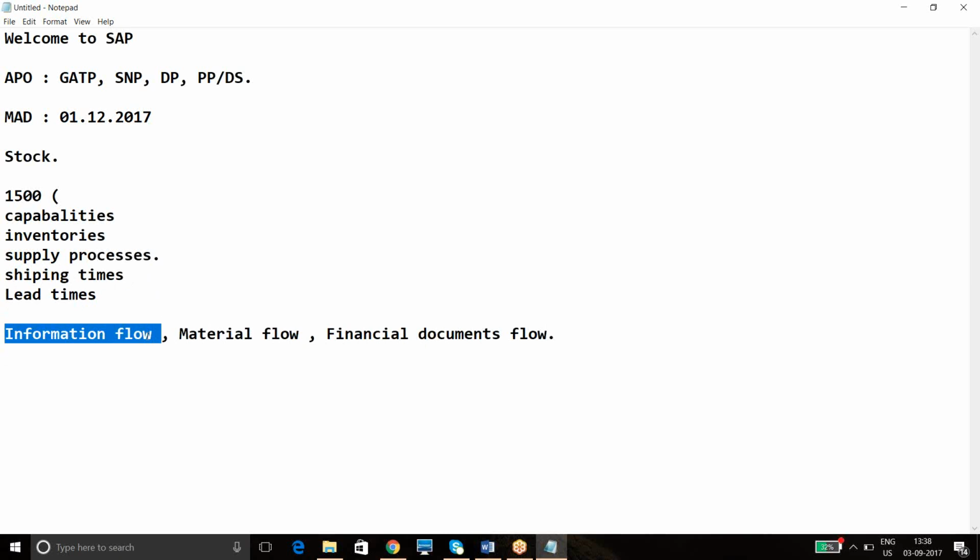Because the material flow is really in the physical world, where it doesn't really have any control over it. And the financial document flow is just about, for a particular order, when it has been delivered, whether the customer has paid or not, whether the payment was received, and whether it was an online transfer, a check, or cash. You find all those details in the financial documents flow, which doesn't impact hugely, but information flow and material flow really impact, and SAP tries to focus more on the information flow, right?